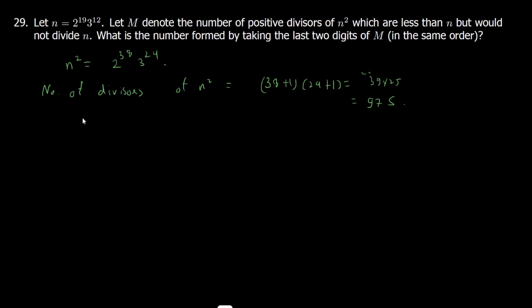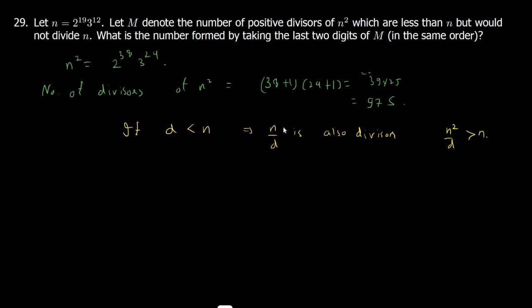First of all, how many divisors of n squared will be less than n and how many will be greater than n? There will be a symmetry in that. Suppose a divisor d of n squared is less than n. Then n by d is also a divisor, and because d is less than n, n by d will be greater than 1. So n squared by d will be greater than n.